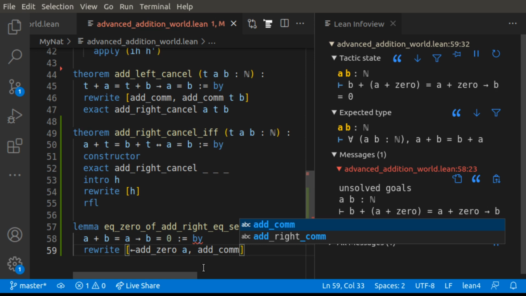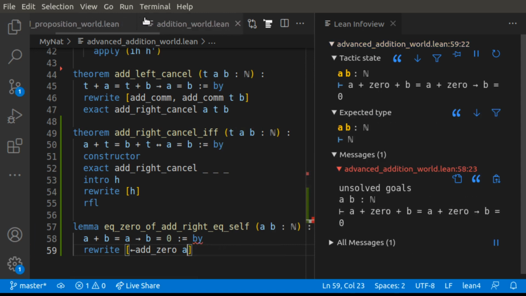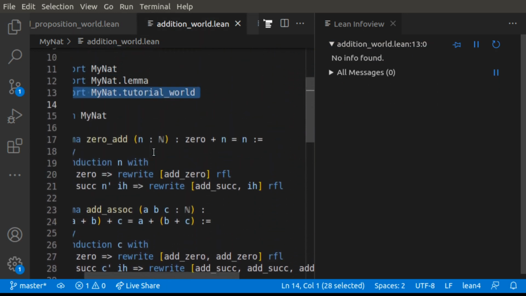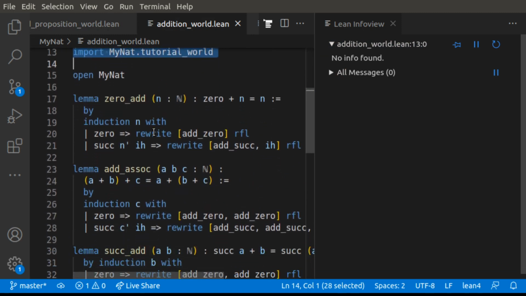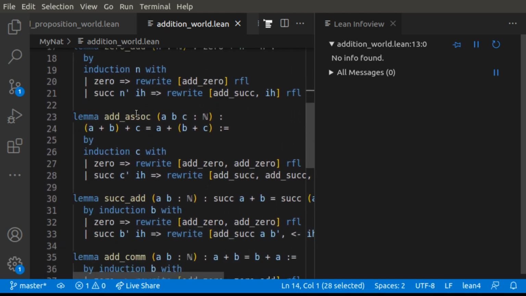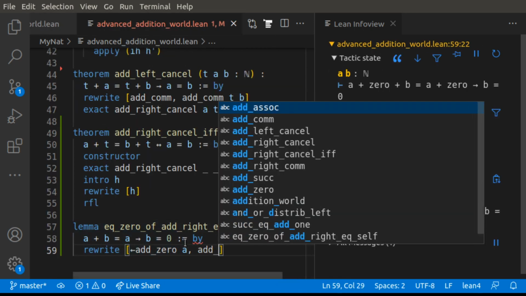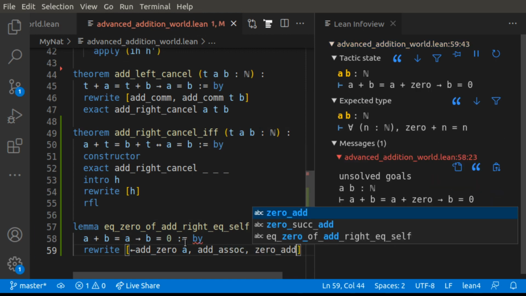Add commutative. Now add transitive. What's my other add? Add right commutative. No. I want to move the parentheses around. So reflexive? No. Add associative. Yeah, add associative. Zero add. Nice.